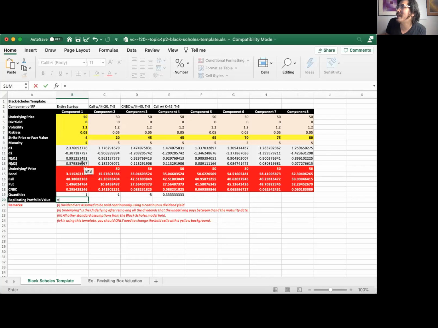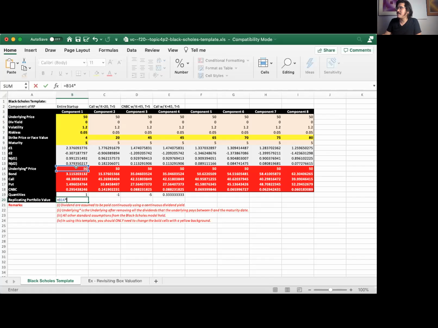We need to buy one of the underlying, plus or minus one of the call option, plus or minus five of the CNBC, plus one-third of the call option. It's just going to the checkout line when you go shopping. That's all we're doing. How do you look at your receipt? How did you get the final price? It was price times quantity plus price times quantity plus price times quantity, yada, yada, right? That's what we're going to do here.